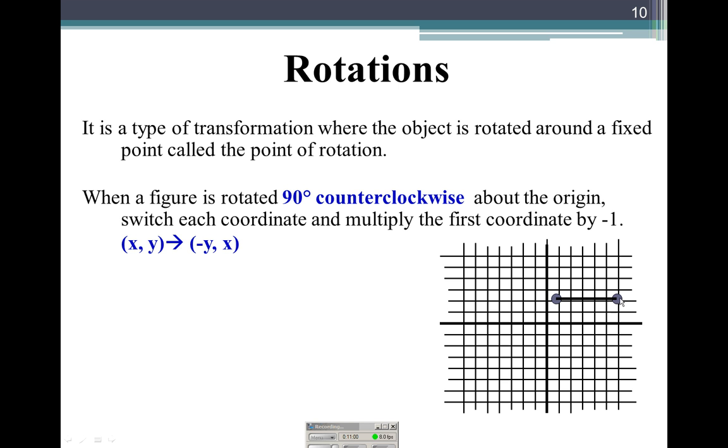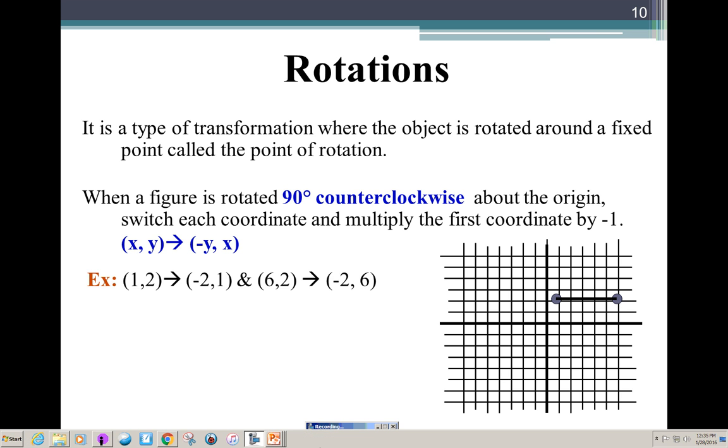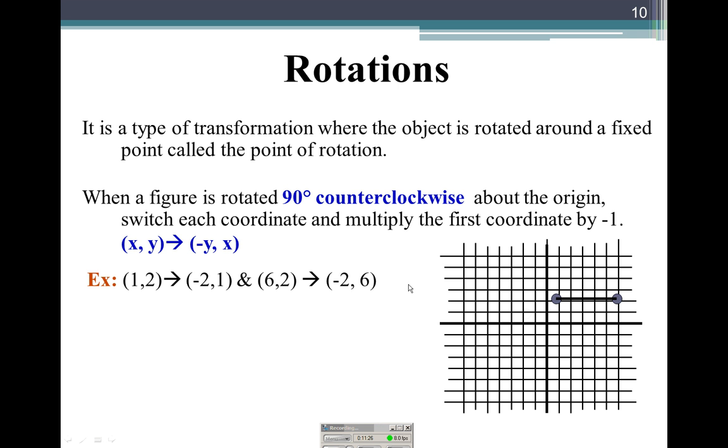So if we take this segment and we want to rotate it 90 degrees counterclockwise, the point 1, 2, flip it and change the sign on the first one, it becomes -2, 1. 6, 2, flip them and change the sign on the first one to -2, 6. When you redraw that, it goes right here.